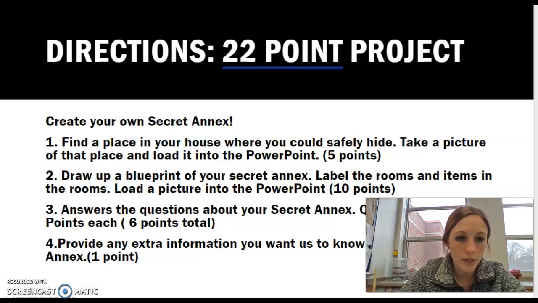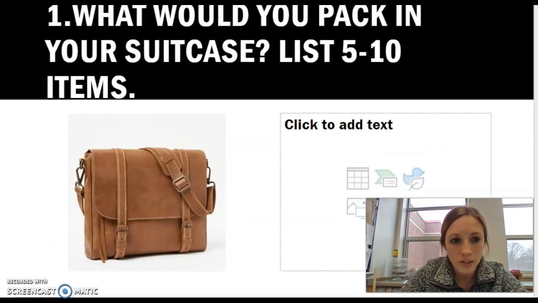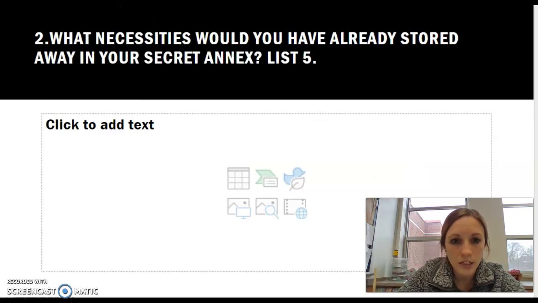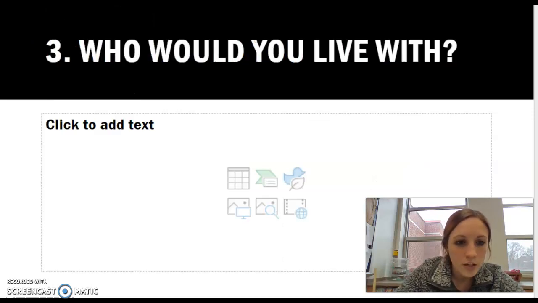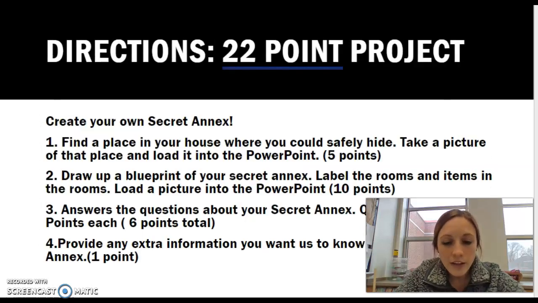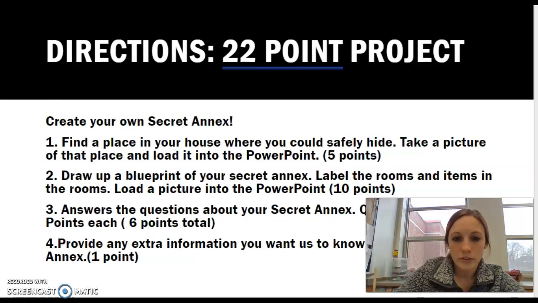Question 1 being what items would you bring in your suitcase? Question 2 is what necessities would you already have stored? And who are you actually going to live with? Each one of those is worth 2 points. And then you're going to provide any extra information you want us to know about your secret annex. So maybe it's at grandma's house, or maybe you're above a grocery store, anything like that to kind of clue us in better about your secret annex.